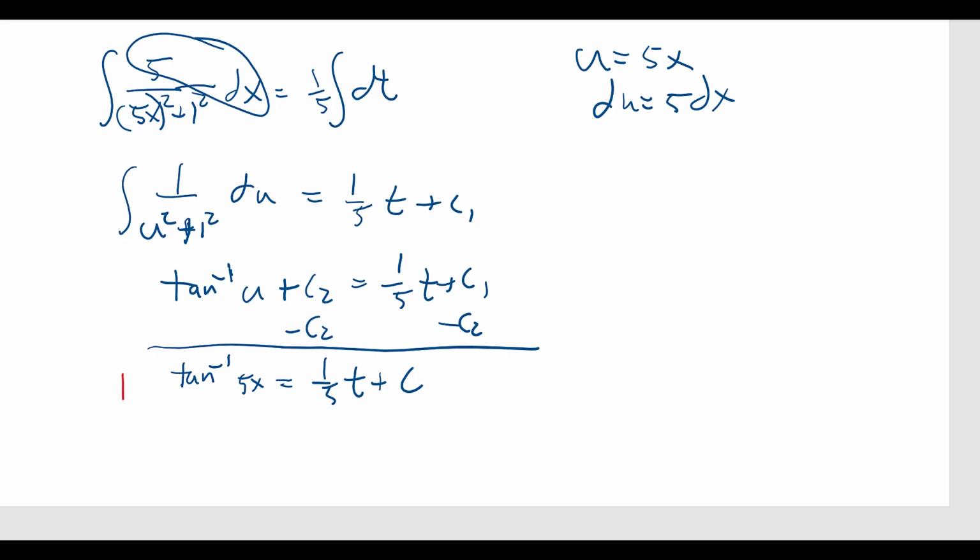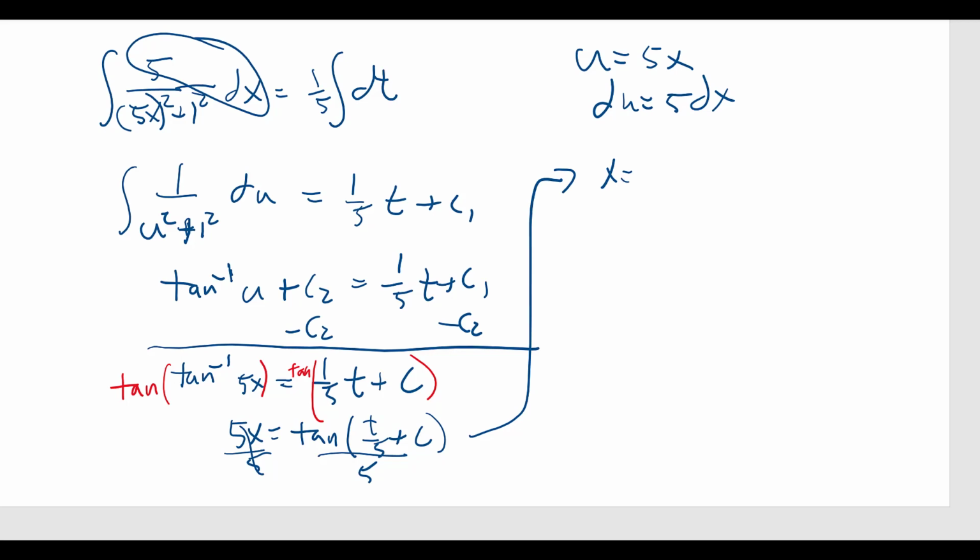If I take the tangent of both sides, or use the definition of an arctangent, we would have 5x equals tangent of (1/5 t plus c), and we can divide both sides by 5. So our x equals tangent of (t over 5 plus c), and that whole expression divided by 5.